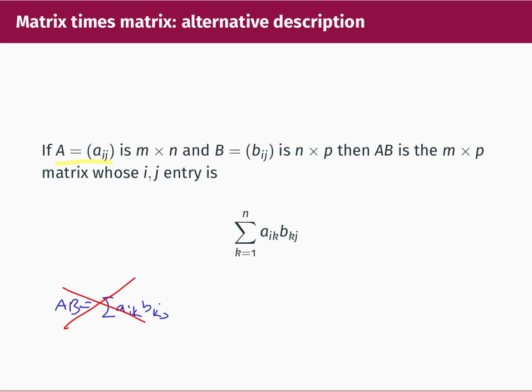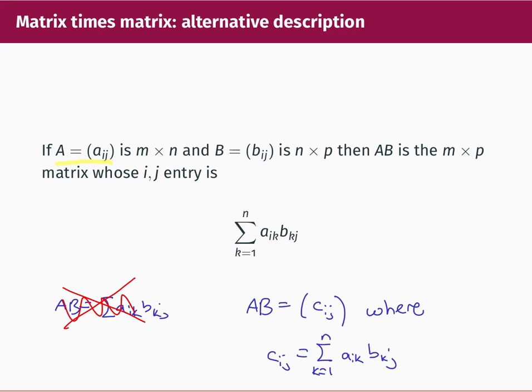Another alternative way to write this would be to say AB is the matrix whose ij entry is c_ij, where c_ij is equal to the sum from k equals 1 up to n of a_ik b_kj. That's a way in which people sometimes express the definition I've just made, but don't do this. It doesn't make sense at all.